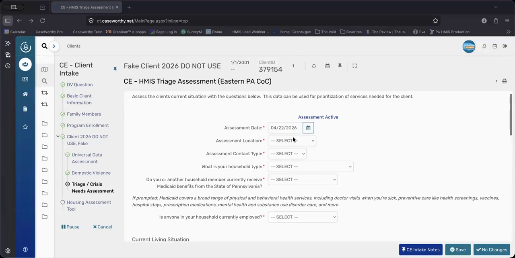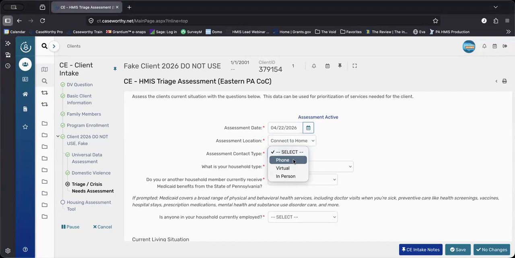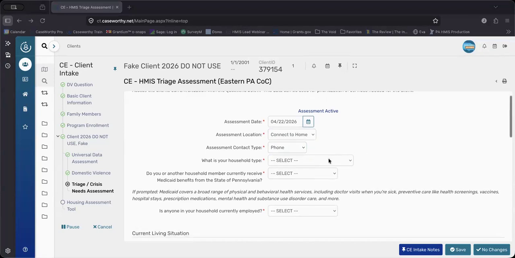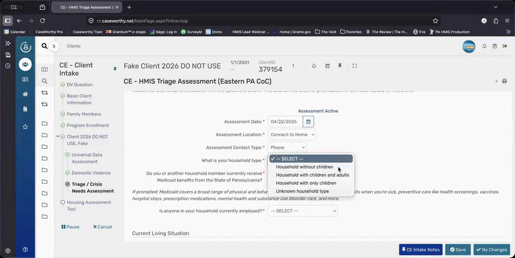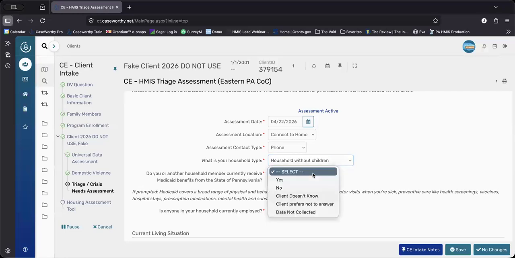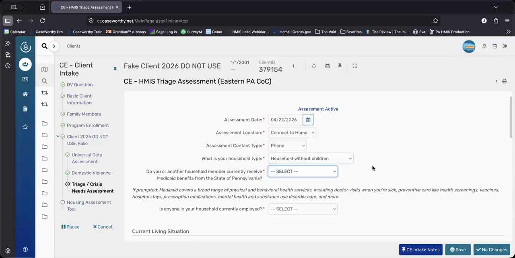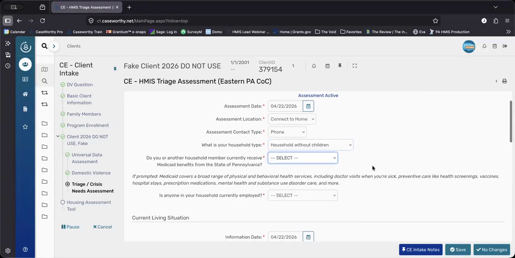So the triage assessment, like all of our pages in PAHMIS, the red star means a required question. The first few questions are fairly straightforward. Phone, we don't do virtual intake. That's just a baseline selection. So we're either choosing phone or in person as part of the intake. The household type, and then we get to the first question that is really customized for us.